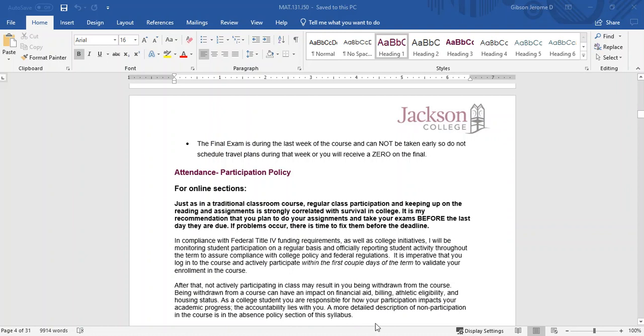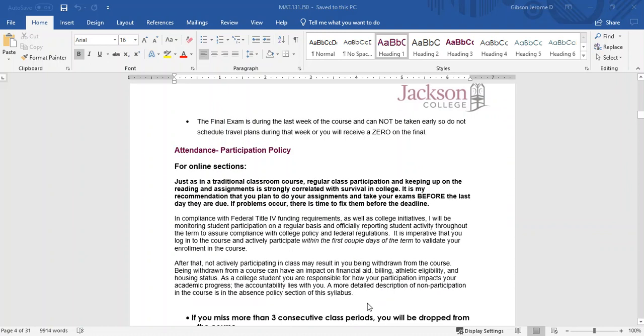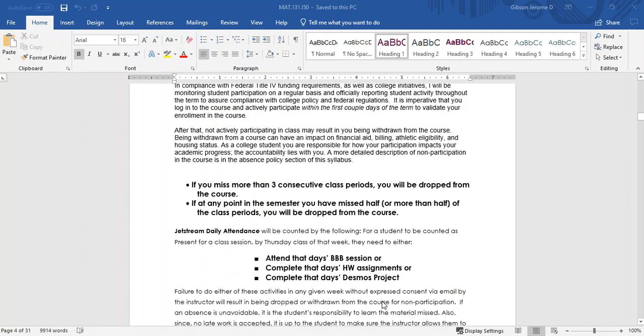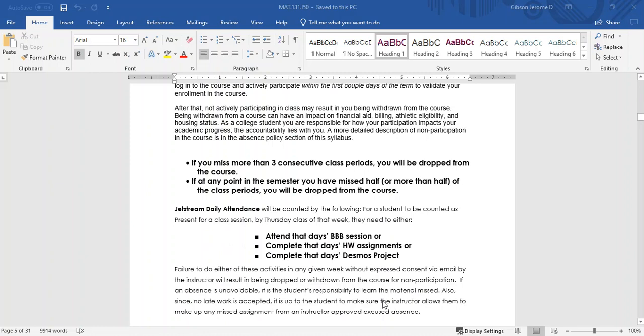Now, we do have a participation policy, which you can read at your leisure, but just to sum that up, what is going on here is what you would need to do in order to stay enrolled in the class. Of course, we want every student to be successful, but there are some minimum things you need to do to be counted as being present and or participating. So these are the things that you need to know. JetNet daily attendance will be counted by the following.